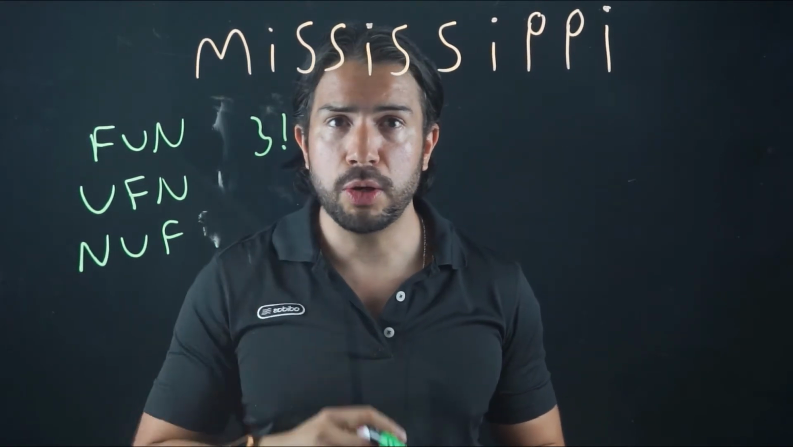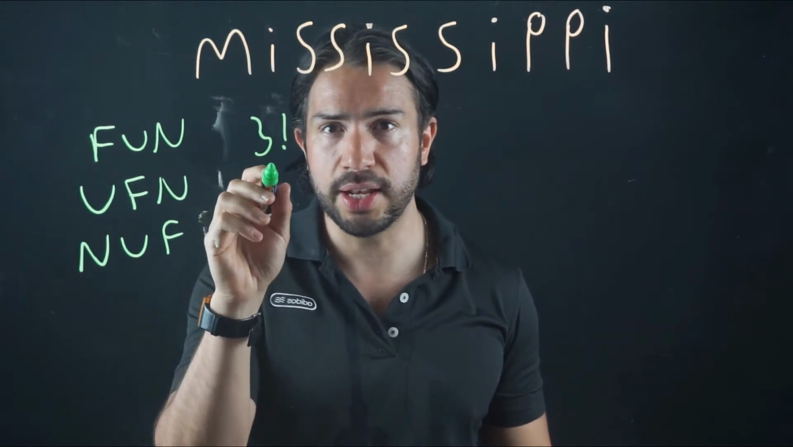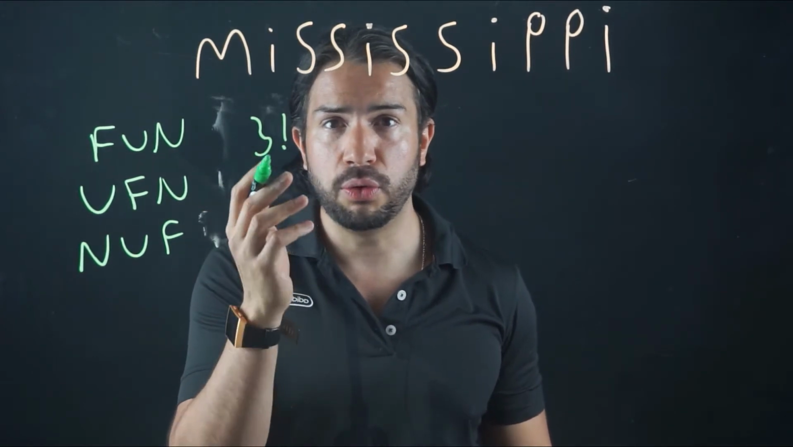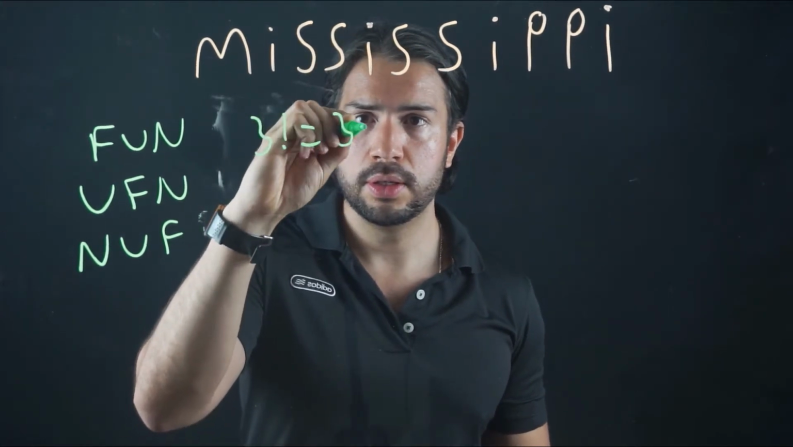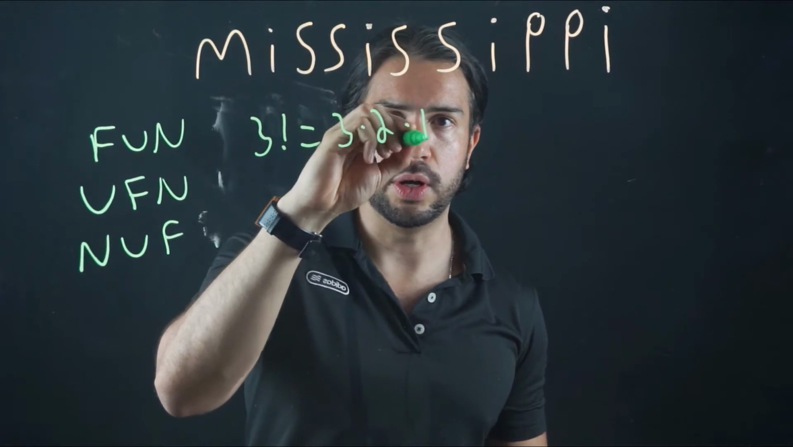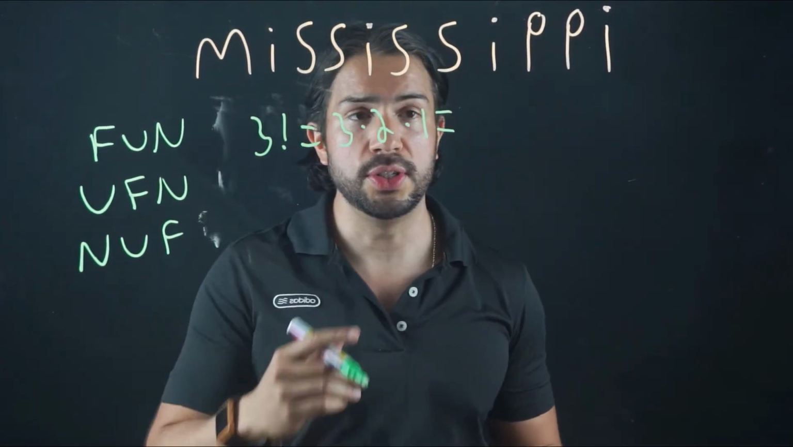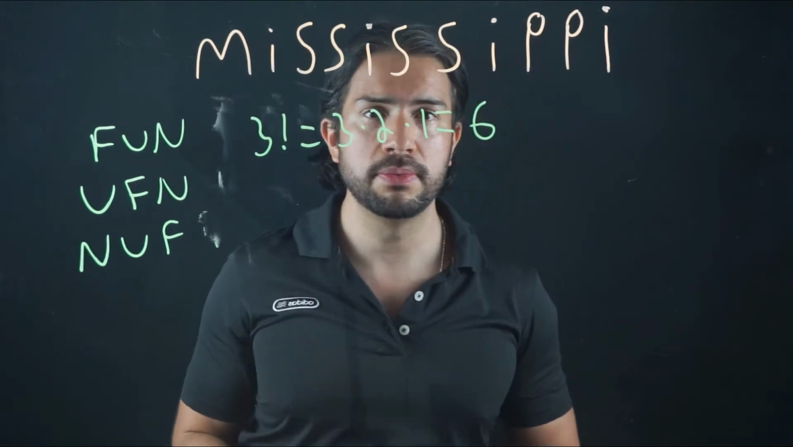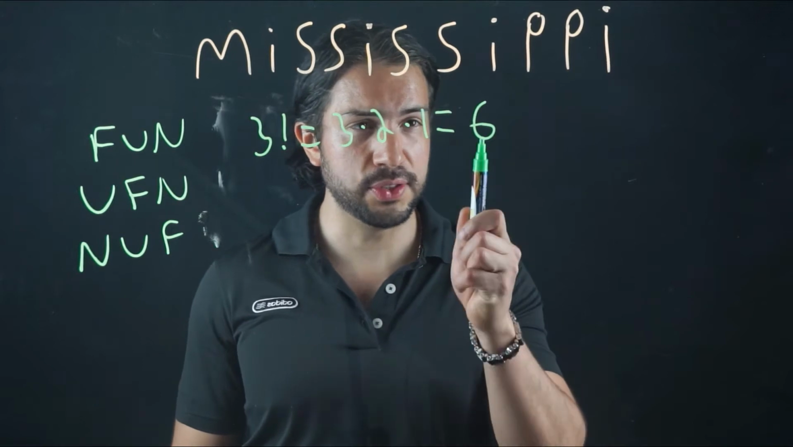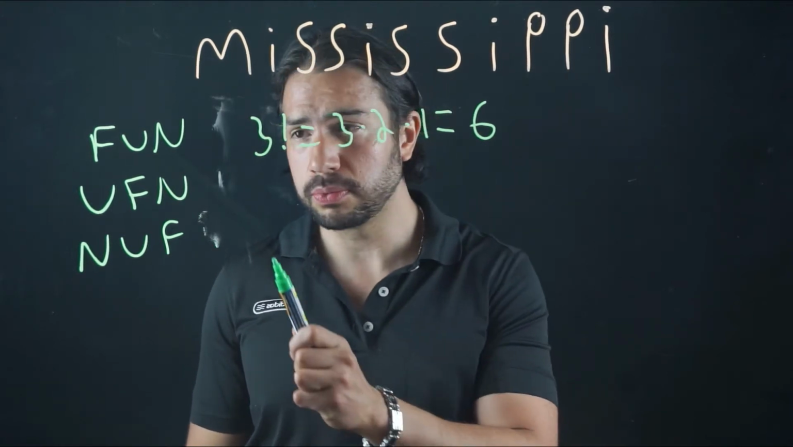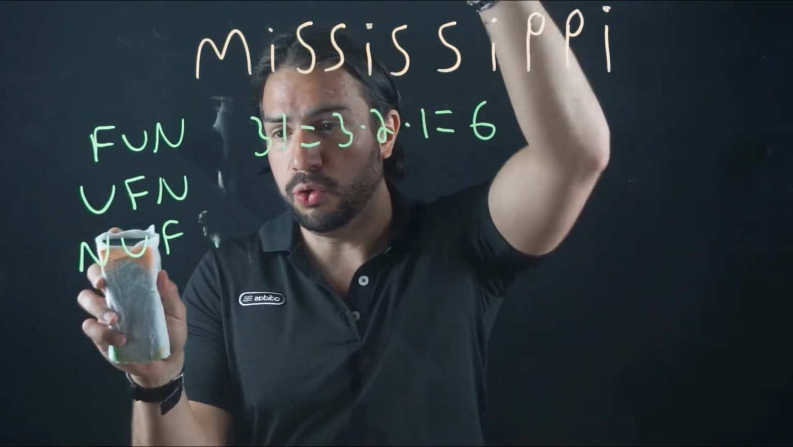The exclamation point means that you want to calculate the factorial of whatever number it is attached to. So to calculate 3 factorial, for example, we will do 3 times 2 times 1. So 3 times 2 times 1, which is 6. Therefore, the answer is 6. We have 6 permutations of the letters in the word fun. But we knew that because we drew it out.